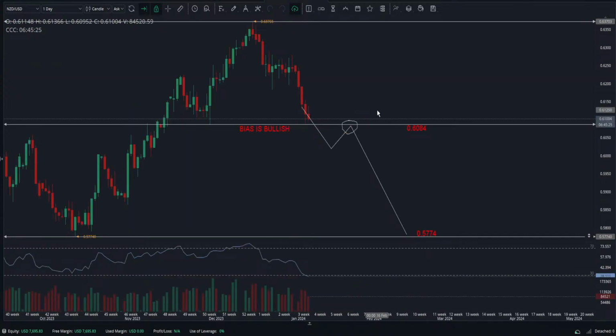New Zealand dollar, the bias is still bullish. Why am I saying so? Because this high, this low, and thereafter this high, this is just a consolidation. Till the time the price is trading above 0.6084, we cannot sell this market. That's it. You may be thinking, okay, if the dollar is going up, then why is the New Zealand dollar not going down against it?